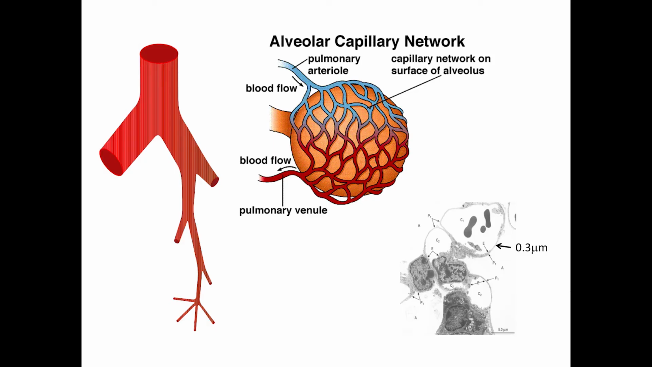And here we have a diagram of how the tree divides down. There are about 17 branches, and we get right down to the bottom here. And at the end of one of these is a capillary surrounding the alveolus, and that's where all the blood exchange goes on. And actually, this is an electron micrograph here. These are the red blood cells here. This is the alveolus over here, and this is the thin wall where the gas transfer goes on. It's only 0.3 micrometers in thickness.